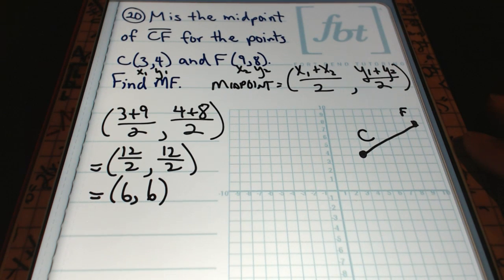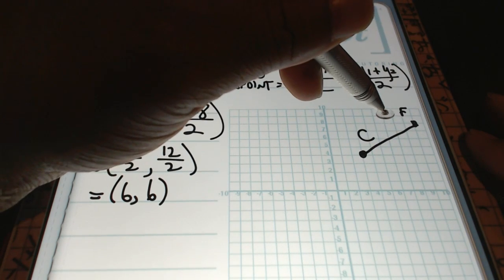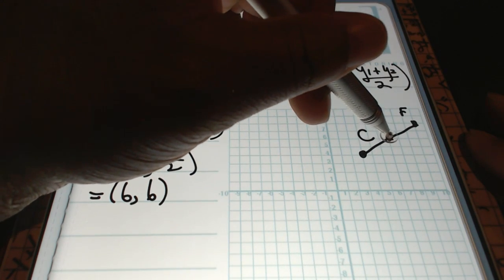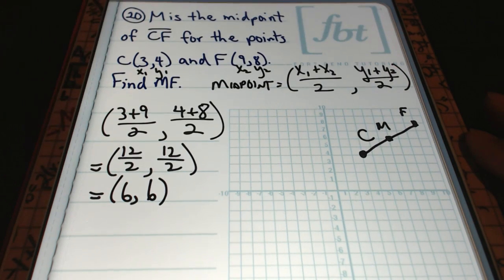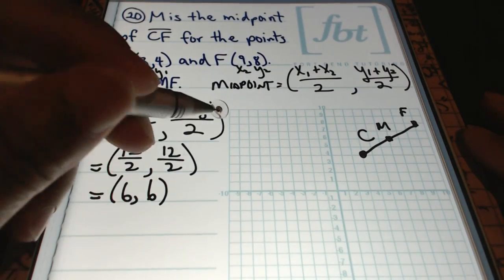So finding the distance of the midpoint, which is at 6, 6, by the way. Let's look at this. 6, 6. Yeah, it's right here. This is M. That's the midpoint at 6, 6. They want to find out the distance between those. So we could do that using the Pythagorean theorem. Let's do that, guys. We'll find it that way.